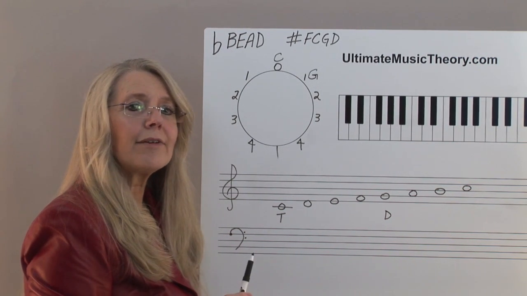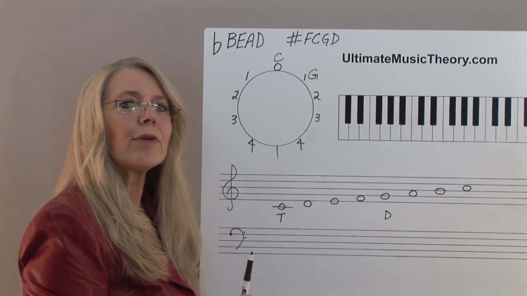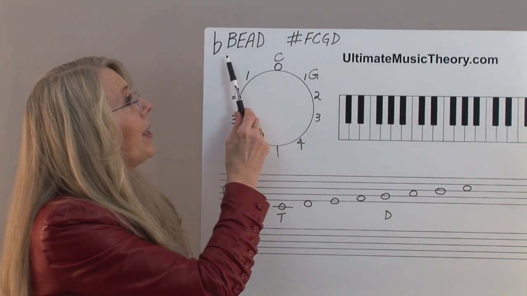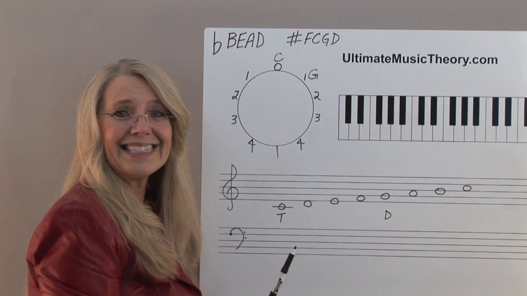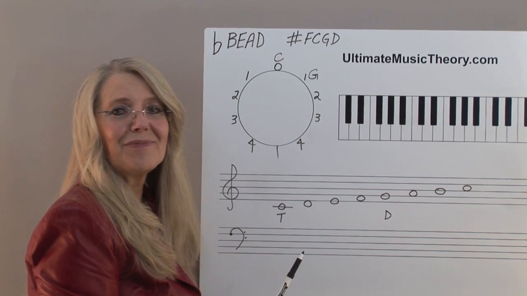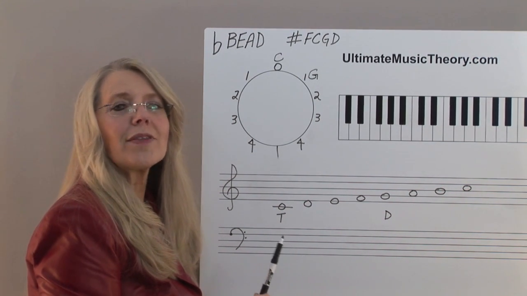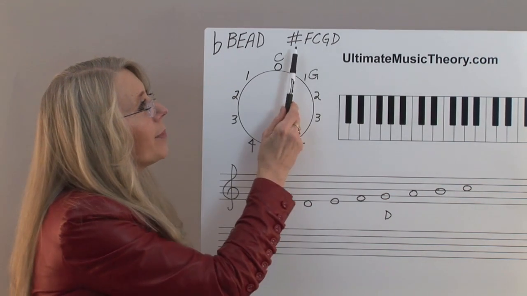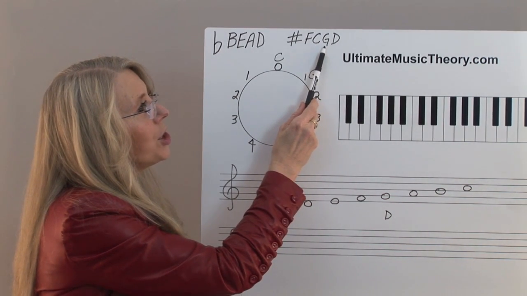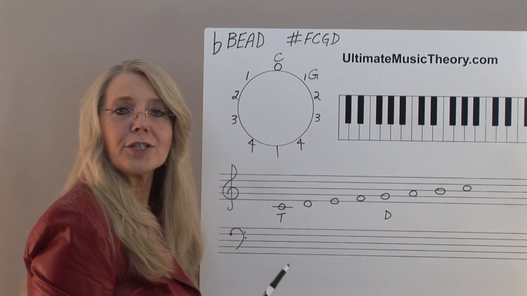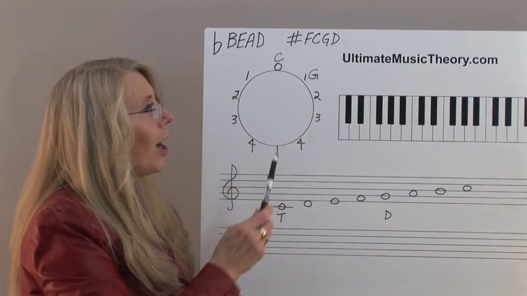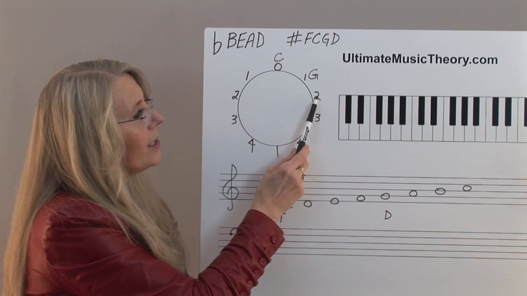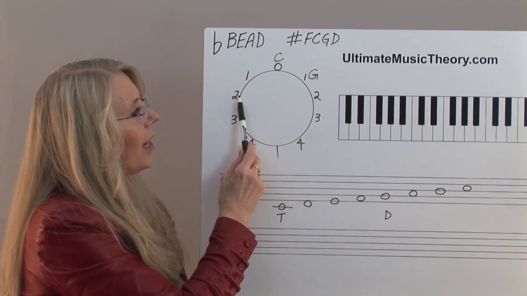Begin at the top left and draw the flat sign and write the order of flats: B flat, E flat, A flat, and D flat. That spells the word BEAD. Battle Ends And Down. On the top right, draw the sharp sign and the order of sharps: F sharp, C sharp, G sharp, and D sharp. Father Charles Goes Down. Now write the number 0 at the top and then numbers 1 to 4 on either side of the circle.